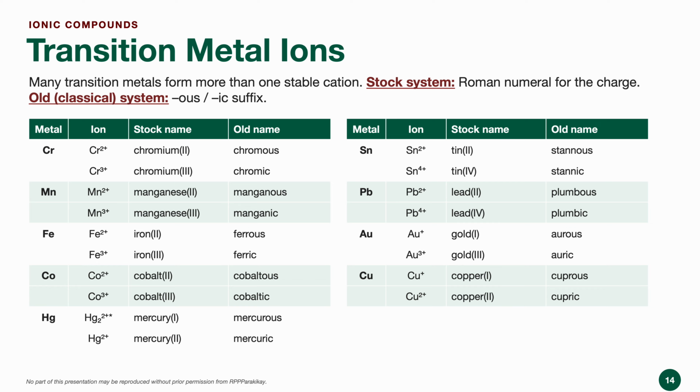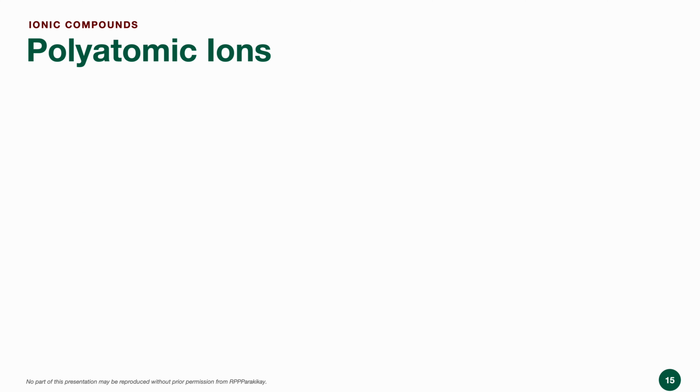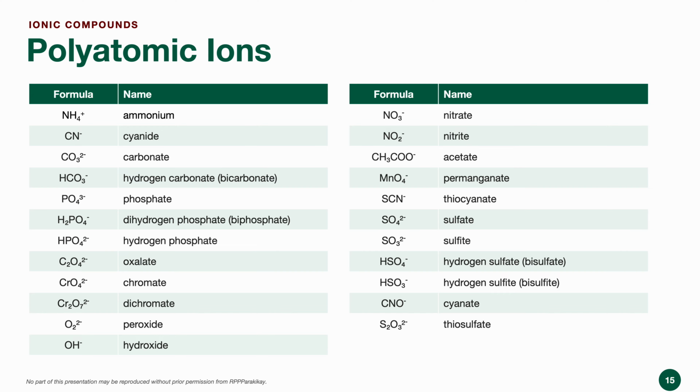One special case is mercury. So mercury(I) ion is not simply Hg+, it's actually a diatomic ion, Hg2 2+, where the two mercury atoms share the +2 charge between them, which is why each individual mercury atom is still considered a +1 for naming purposes. Next, this table shows the common polyatomic ions.